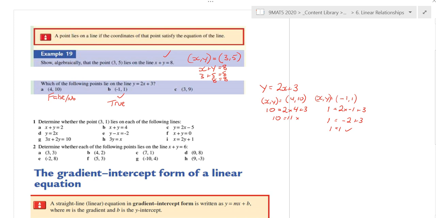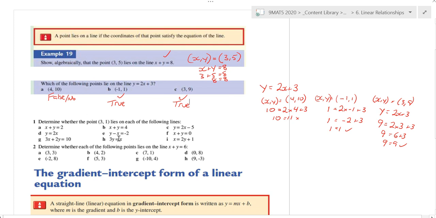Finally, looking at the point C, x, y equals 3, 9. So y equals 2x plus 3. Our y value is 9. Our x value is 3. 2 times 3 plus 3. 9 equals 6 plus 3. 9 equals 9. That is correct as well. So this point also lies on the line.